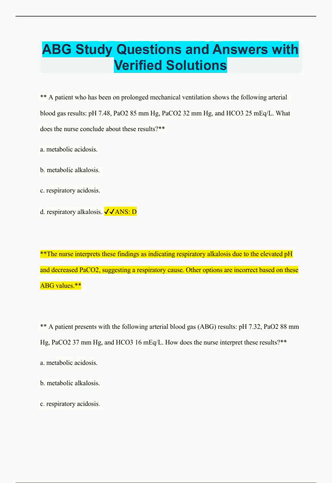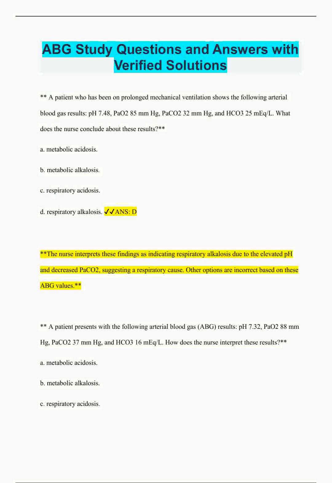A patient who has been on prolonged mechanical ventilation shows the following arterial blood gas results: pH 7.48, PaO2 85 millimeters of mercury, PaCO2 32 millimeters of mercury, and HCO3 25 milliequivalent/L. What does the nurse conclude about these results? A. Metabolic acidosis. B. Metabolic alkalosis. C. Respiratory acidosis. D. Respiratory alkalosis.